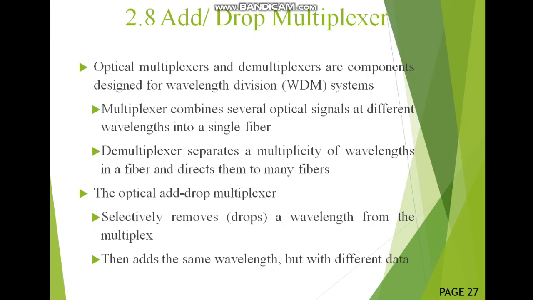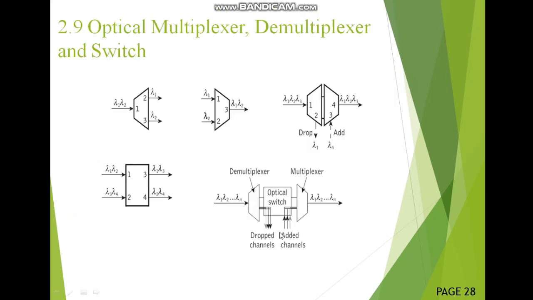I will just dictate once. Optical multiplexers and demultiplexers are components designed for WDM systems. A multiplexer combines several output signals at different wavelengths into a single fiber. A demultiplexer separates a multiplicity of wavelengths in a fiber and directs them to many fibers. The optical add-drop multiplexer selectively removes a wavelength from the multiplex, then adds the same wavelength but with different data.